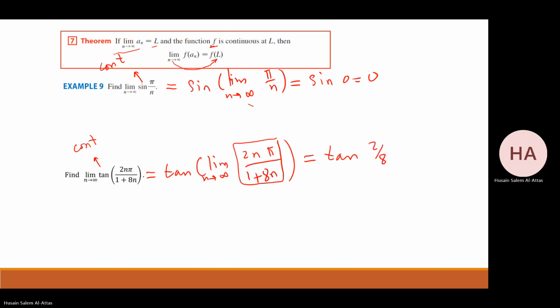This is, I think, tan inverse, should we? Or tan, yeah, there is a pi. Forget the pi. That will be 2 pi, sorry. It's 2 pi over 8. So that will be tan pi over 4, which is 1. Okay.